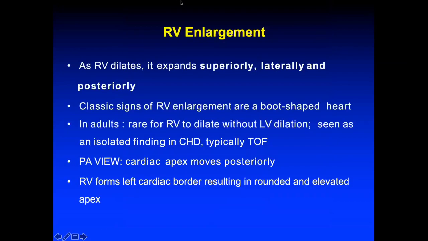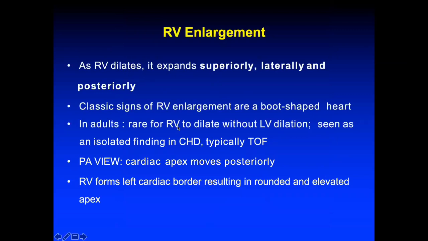Now the right ventricle. As the right ventricle dilates, it expands superiorly, laterally, and posteriorly. The right ventricle is always an anterior structure, so it can never go anteriorly. So either it will go superiorly, it will go laterally, or it will go posteriorly. So the only way for the right ventricle to go is to displace the left ventricle. The classical sign of right ventricular enlargement is a boot-shaped heart, classically seen in tetralogy of Fallot.